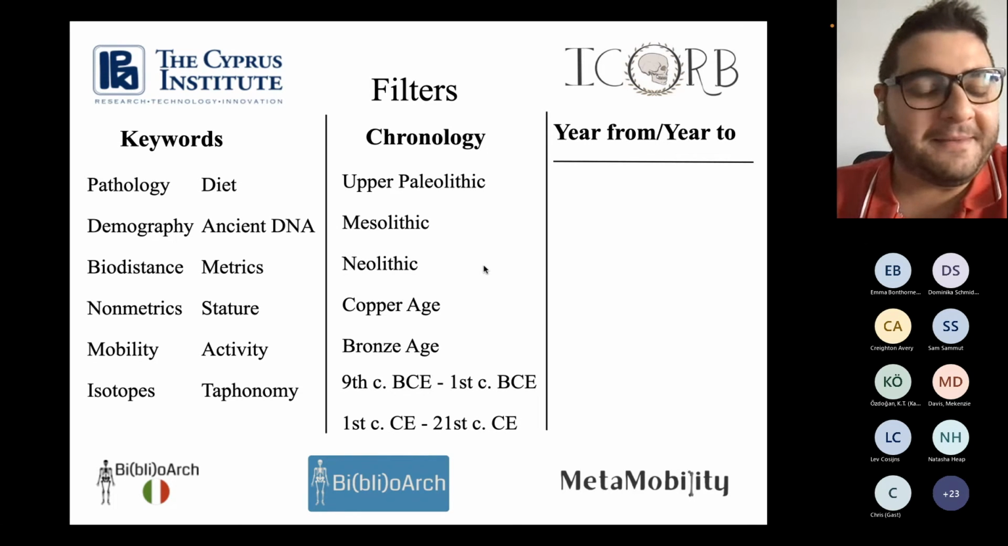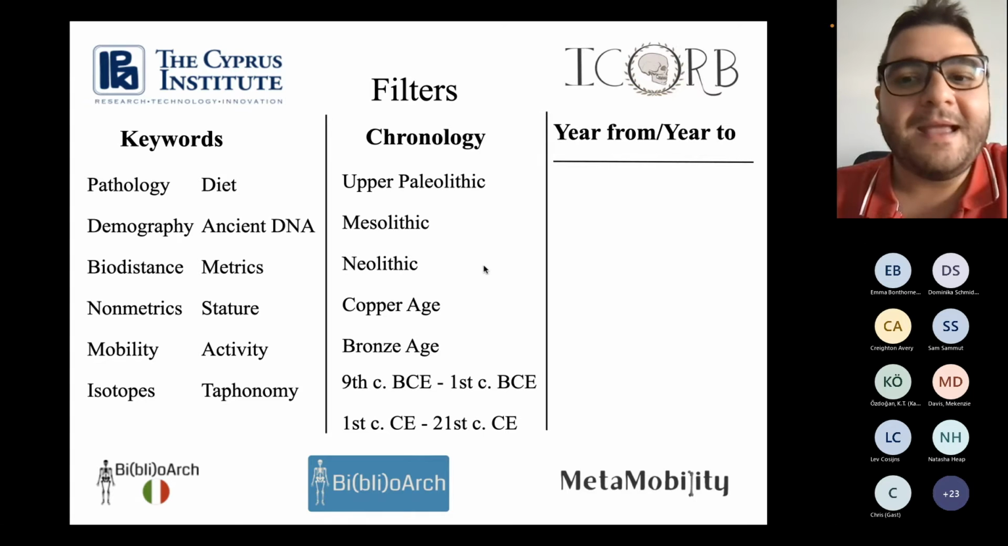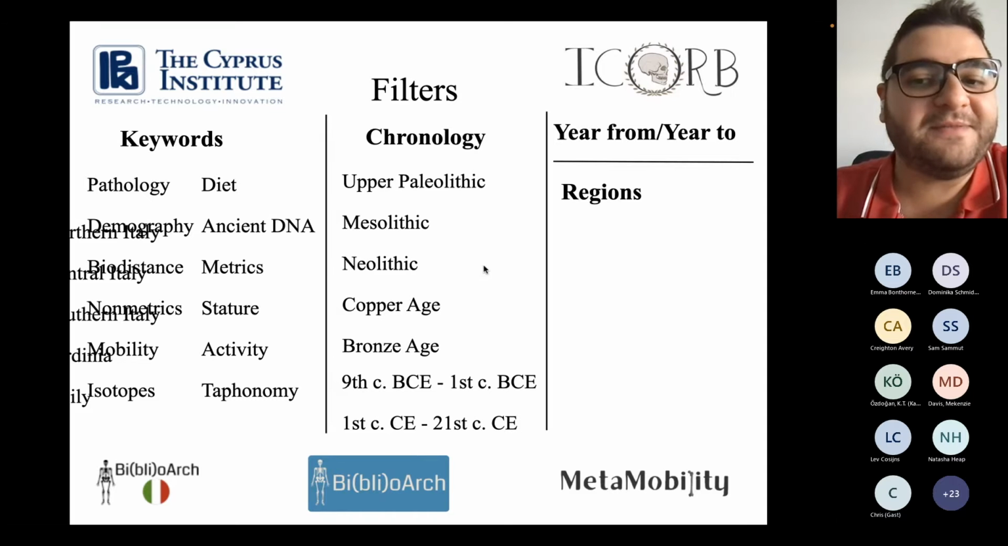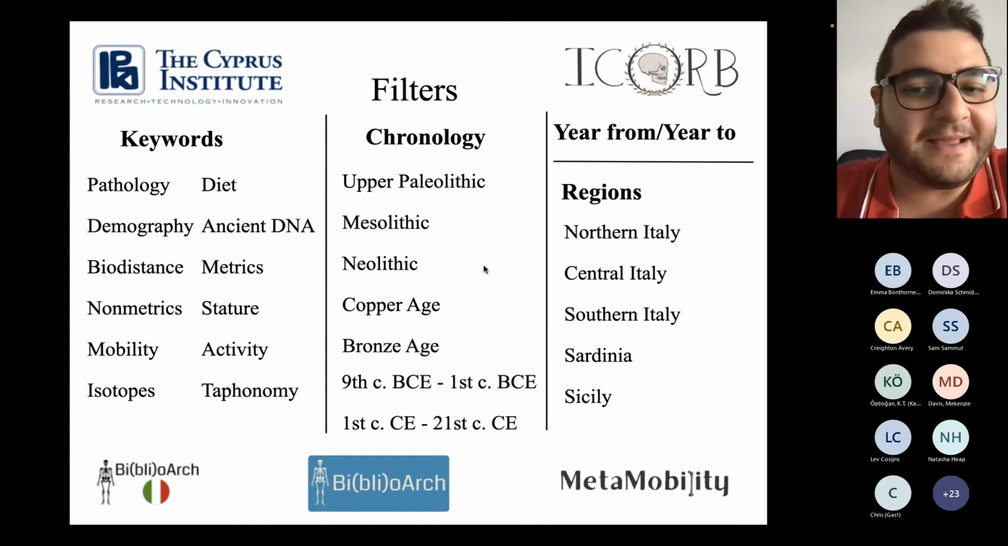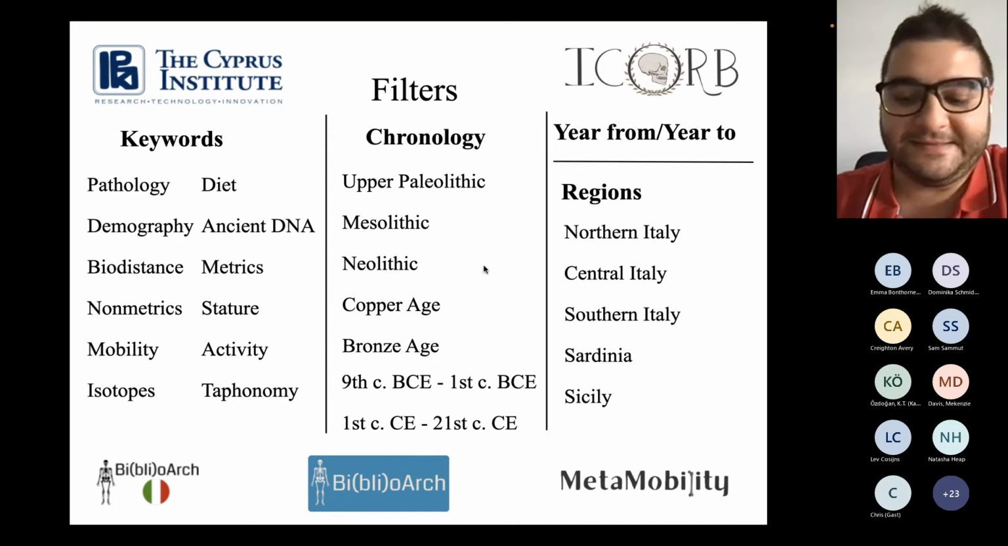Then we have the date of publication, and we can even specify the range. And lastly, we have the region. So we decided to divide Italy into 5 geographical areas: northern, central, southern, Sardinia, and Sicily.